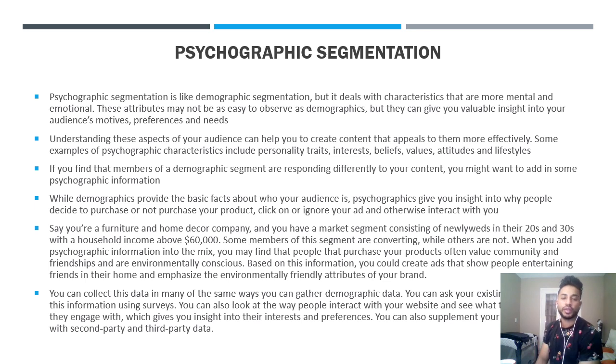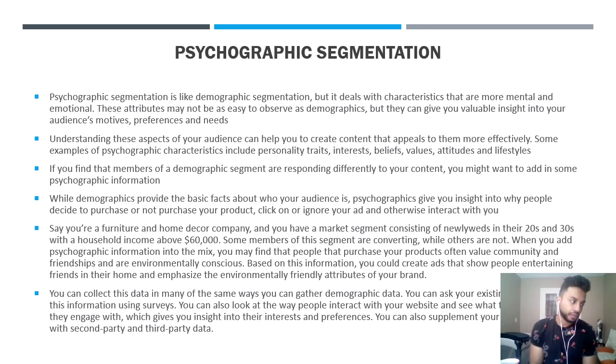So say you're a furniture and home decor company, and you have a market segment consisting of newlyweds in their 20s and 30s with a household income of about 60,000. Some members of the segment are converting while others are not. When you add psychographic information to the mix, you may find that people that purchase your products often value community and friendships and are environmentally friendly and conscious. Based on this information, you could create ads that show people entertaining friends in their home and emphasize the environmentally friendly attributes of your brand.